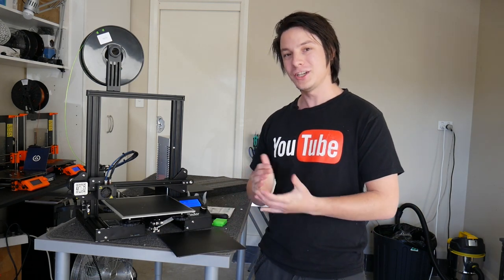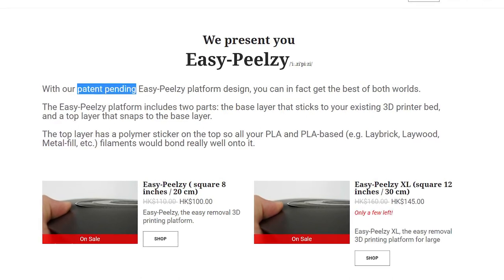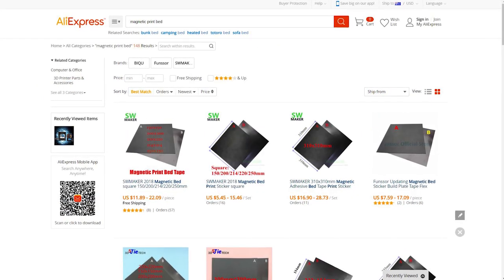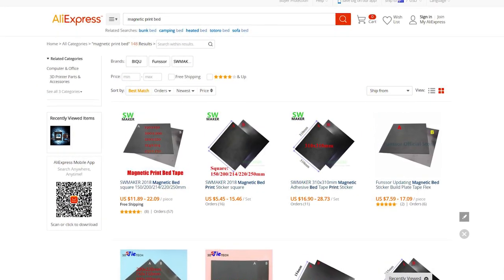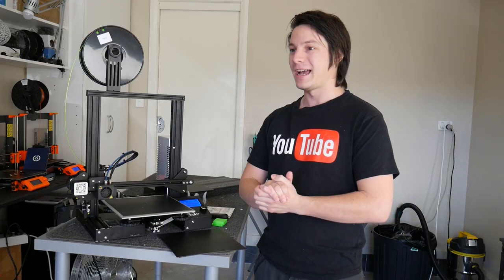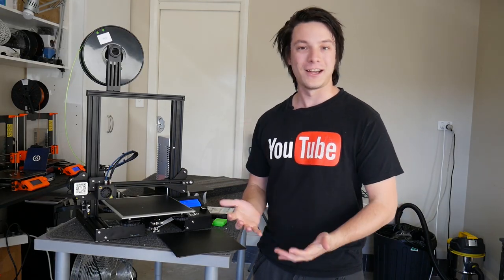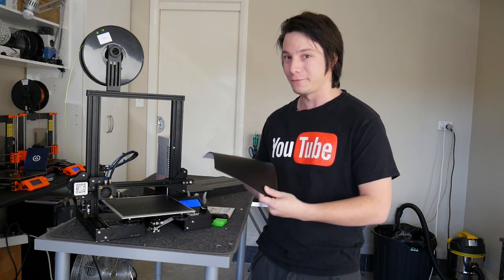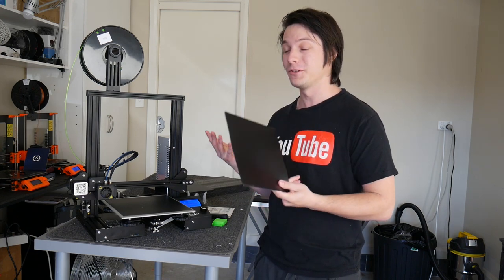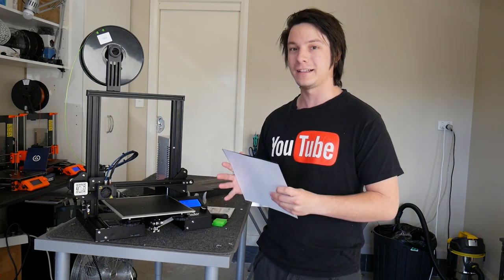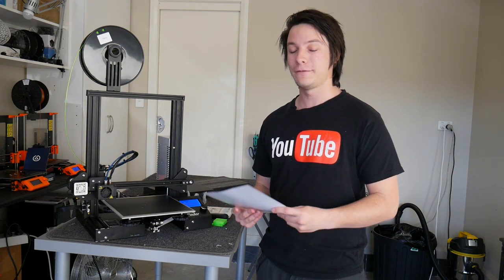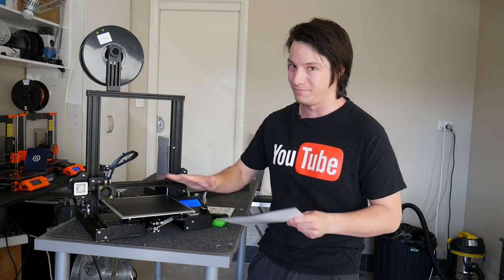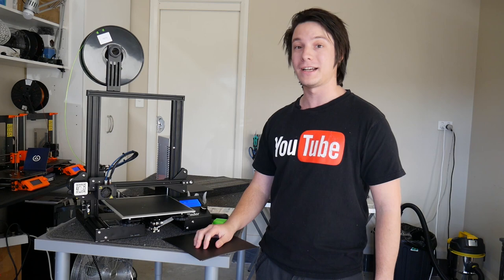But the thing I need to mention is the Easy-Peelzy team say that this is patent pending. However, if you go into AliExpress and type in flexible magnetic print surface, there's loads of them. And I know that Naomi of Sexy Cyborg fame has said that a lot of the companies and a lot of people in China are now using these flexible print surfaces. So look, I don't know who came up with it first. Quite frankly, I don't care. But if you're looking for a really convenient way to remove prints, to just flex them off without scraping at your bed, which I hate doing, then yeah, I would actually recommend this product.